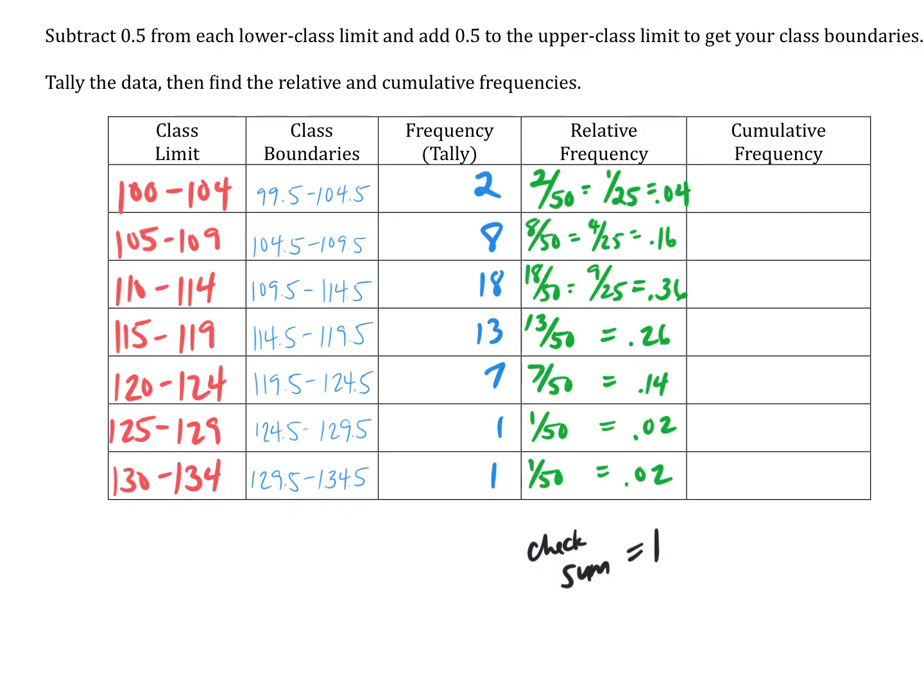Cumulative relative frequency. You start with your first one, which is 0.04, and then each one after it is taking the new category and adding the previous one to it. So 0.04 plus 0.16 is 0.2. So now on the second one I'm looking at 109 and everything under it. The next one I'm looking at is 114 and everything under it. So 0.2 plus 0.36 is 0.56. And then the next one, 0.82.